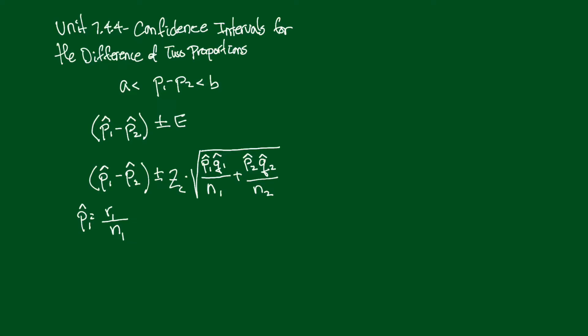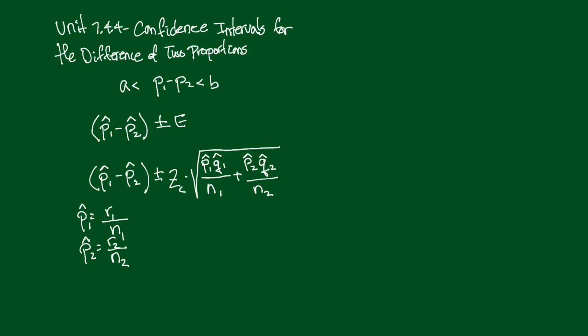Here's what all these values are. P1 hat, you take the number of successes that you have in your first sample, divided by the total number in the sample. Same thing for P2 hat. P2 hat is equal to the number of successes you see in your second sample divided by that sample size.